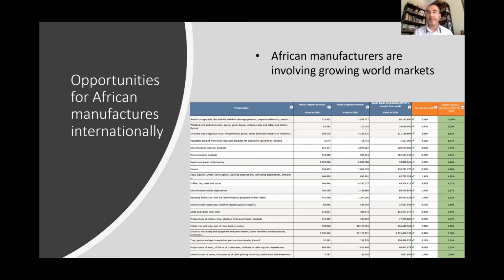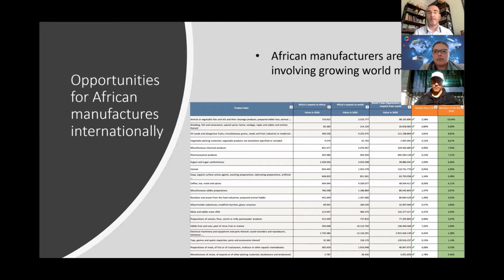We can see in this chart that there are many different sectors and many different product types which we analyzed. We see that last year, in 2020, even because of COVID, most countries increased their importing. And in this increased importing, Africa has some market shares.